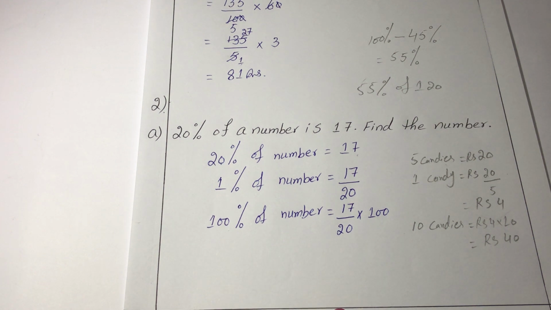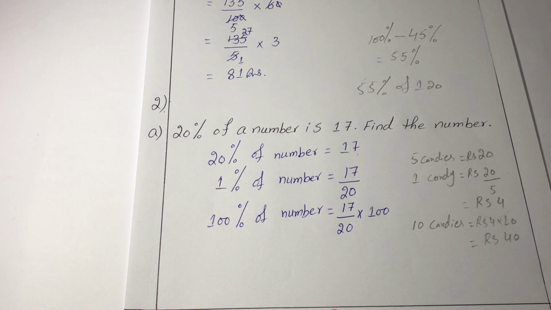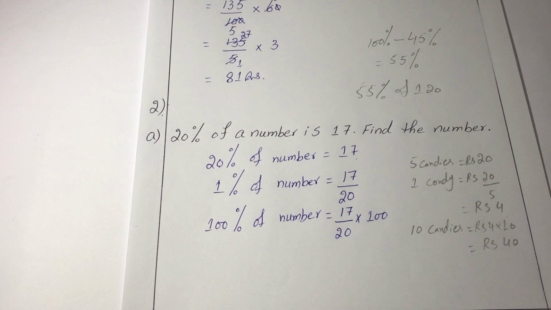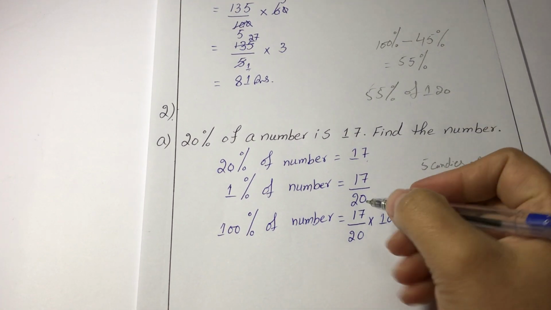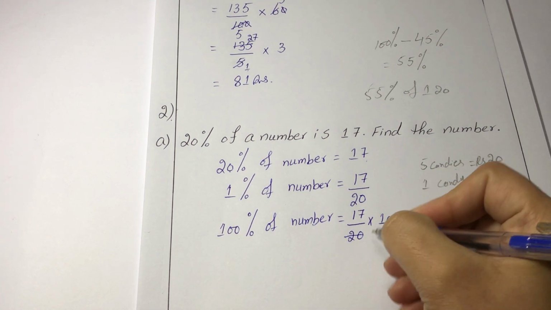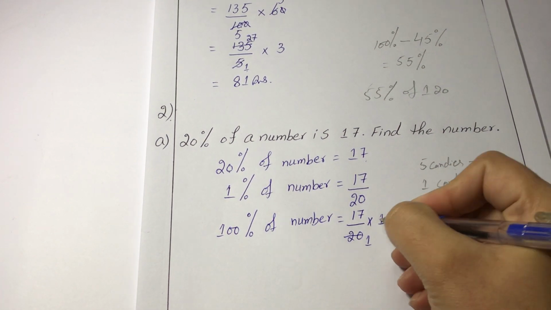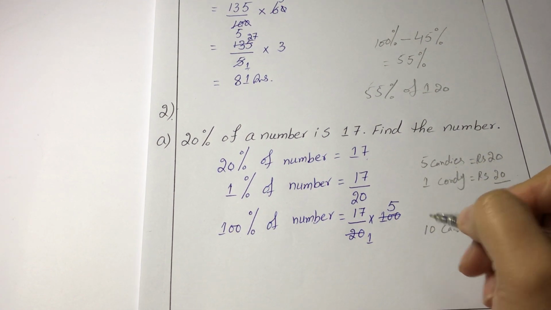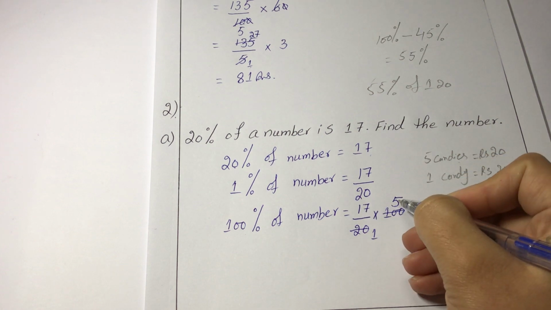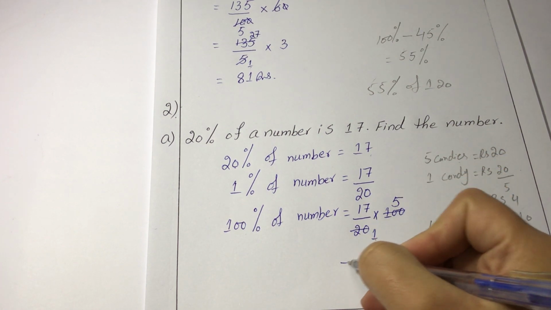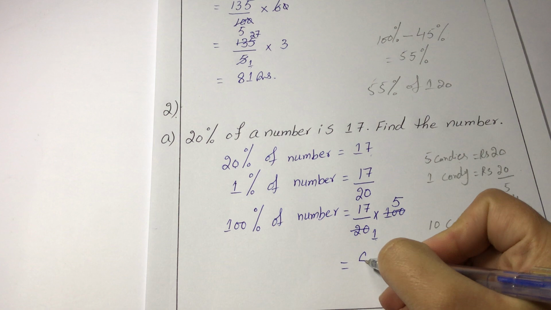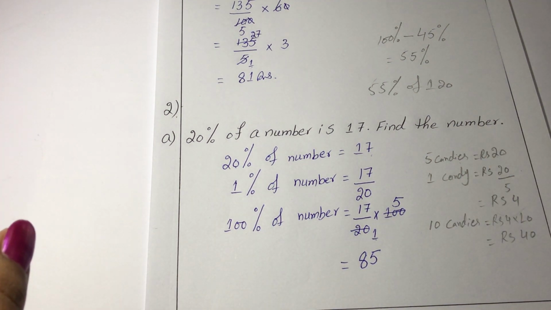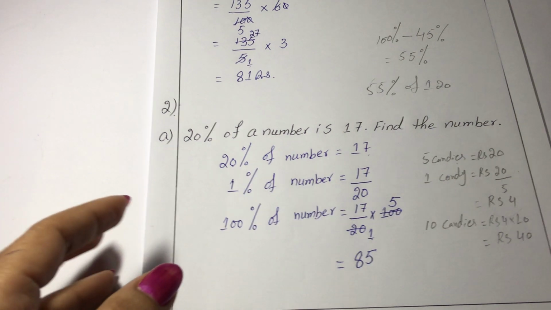Now, what you have to do is the simplification, and for this simplification, we will do 20 ones are 20 and 20 fives are 100, right? And now we are left with 17 multiplied by 5 over 1. So 17 multiplied by 5 is 85 and 85 over 1 is 85. Hope you have understood the procedure.